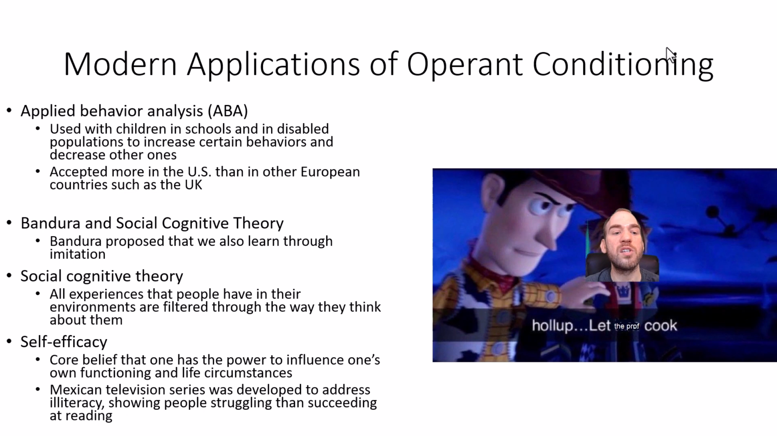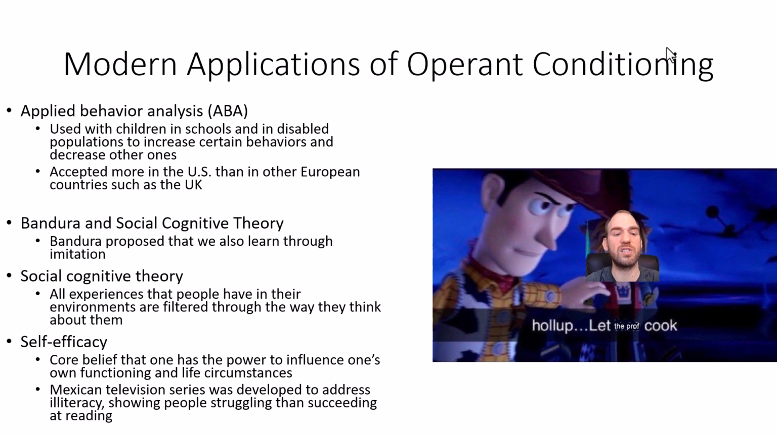Social cognitive theory: all experiences that people have in their environments are filtered through the ways they think about them. And self-efficacy: the core belief that one has the power to influence one's own functioning in life circumstances. A Mexican television series was developed to address illiteracy, showing people struggling then succeeding at reading. This may be an example of social cognitive theory, wherein we learn through imitation of adult figures, or figures that we see in the real world that we admire for whatever reason. In this case, maybe a TV star.